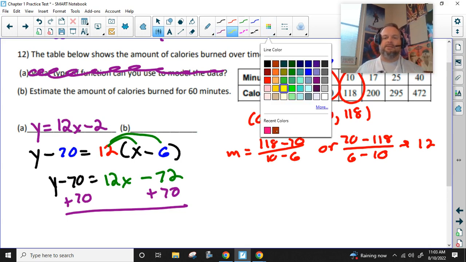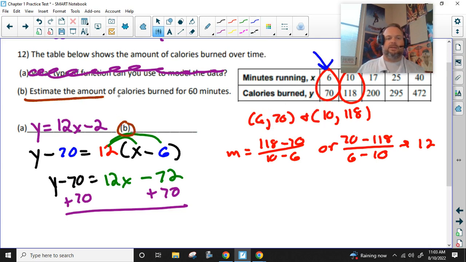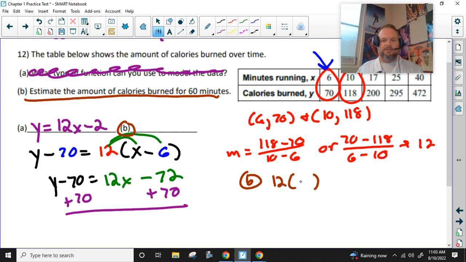All right. For B, because B's right here, for 60 minutes, and yes, I know I need to be living this problem more than just doing it. I'm trying to do a little bit better. All right. So 12 times 60 minus 2. Well, I would just type that in the calculator. Okay, I also got 718.